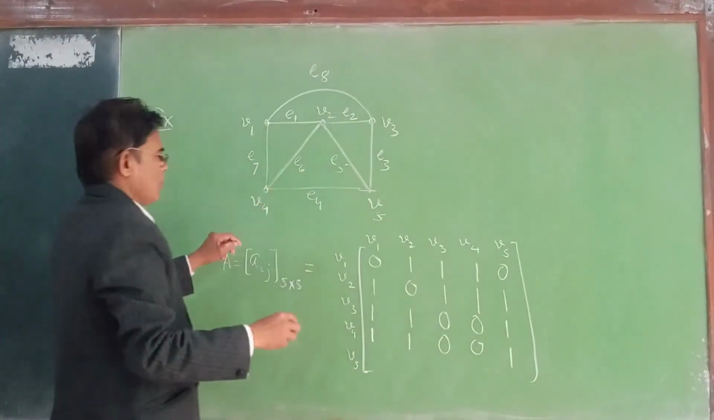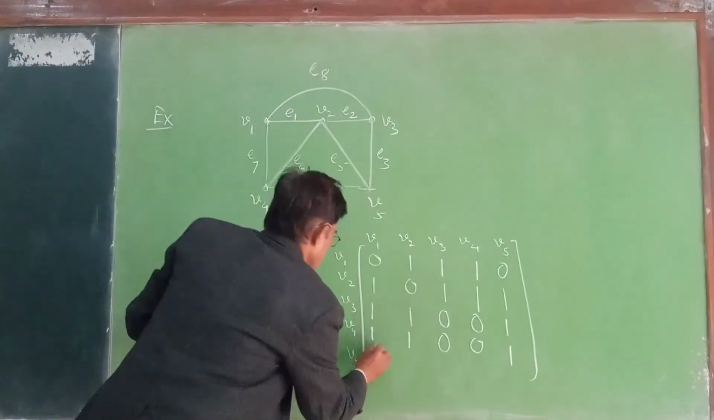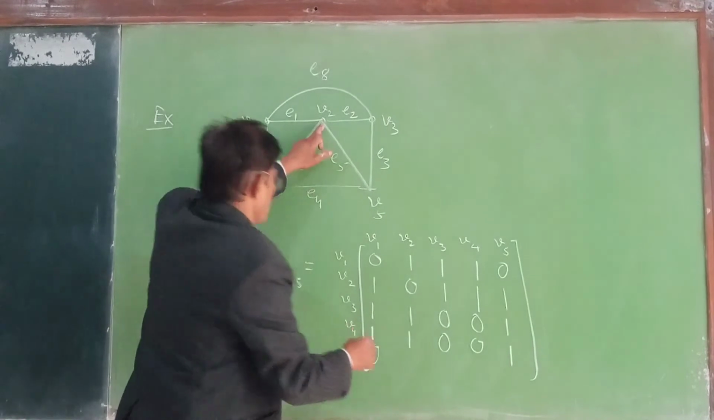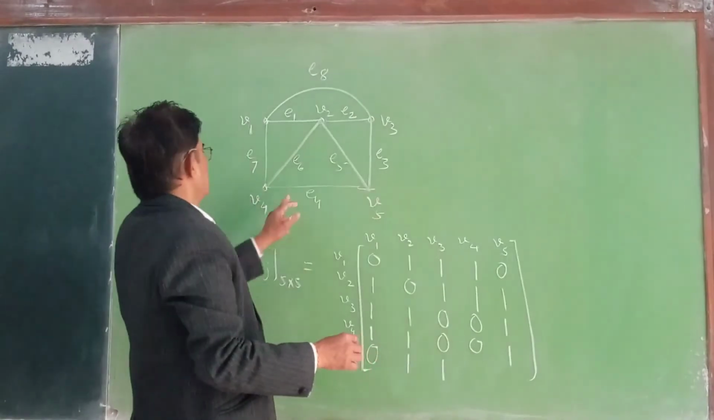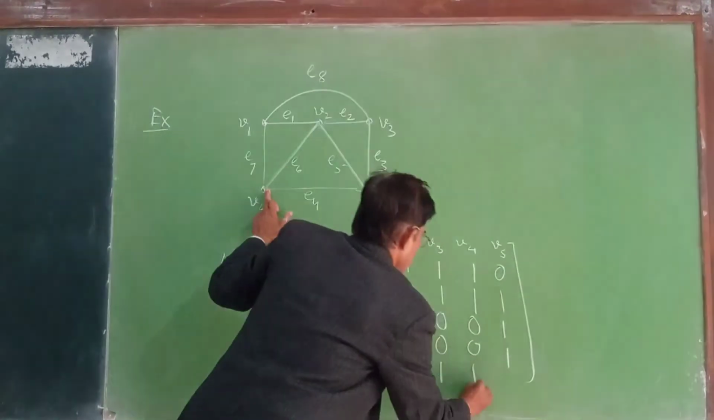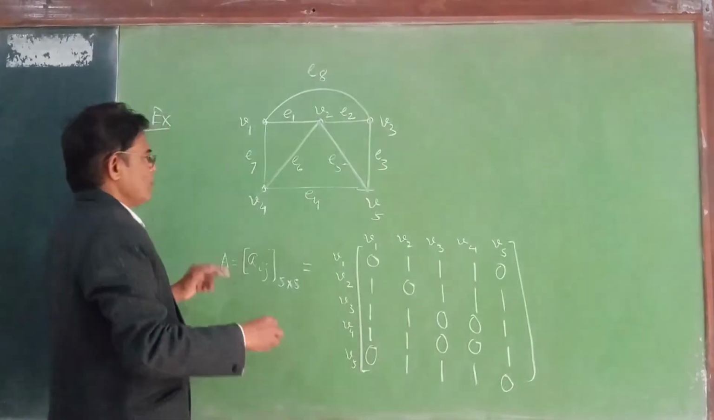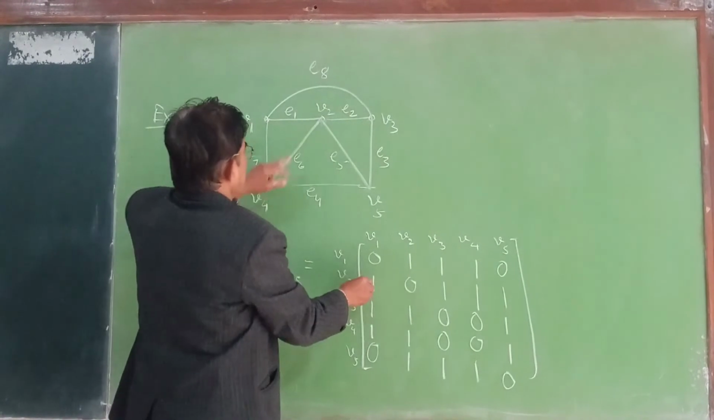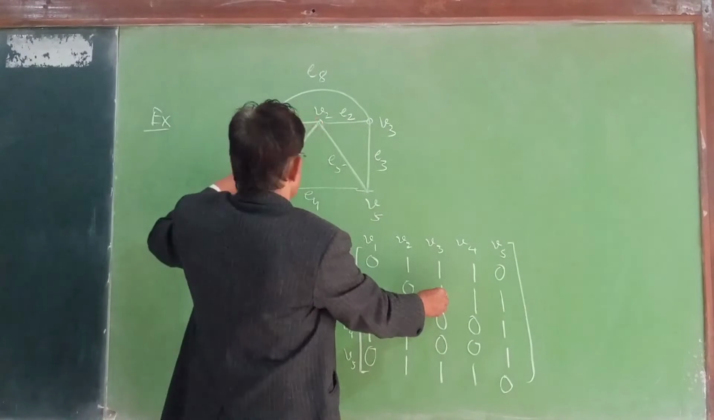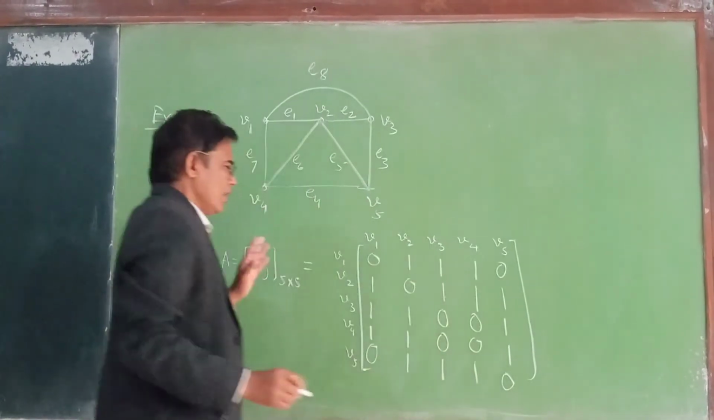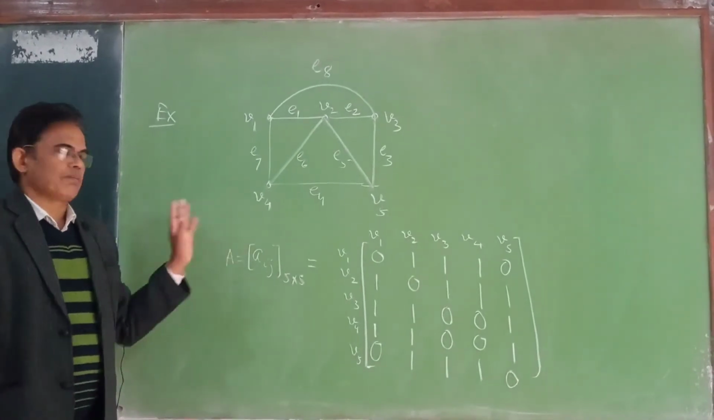Now V5: V5 V1 is 0, V5 V2 is 1, V5 V3 is 1, V5 V4 is 1, V5 V5 is 0. Okay, so this is the adjacency matrix, which means the vertex matrix.